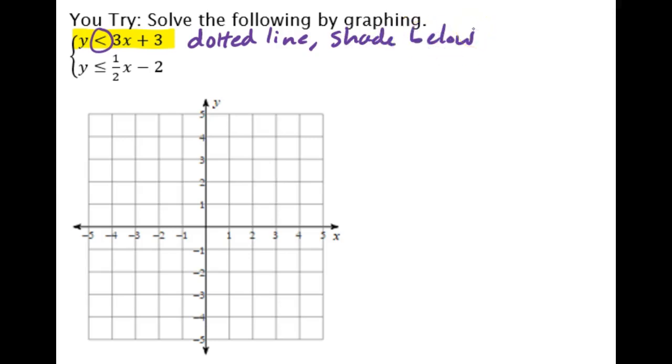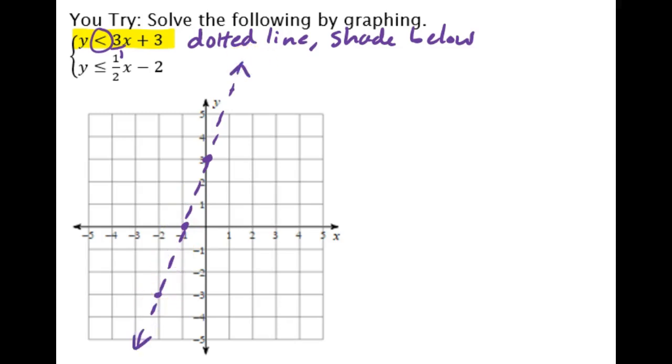All right, so my y-intercept is 3, and then my slope is 3 over 1, so I'm going to go up 3 and right 1. If I try to go up 3 and right 1, I would be off the graph. So I'm going to go down 3 and left 1. And I'm going to go as many times as I possibly can until I run out of graph. So I'm going to connect all these dots here. And remember that I'm using a dotted line.